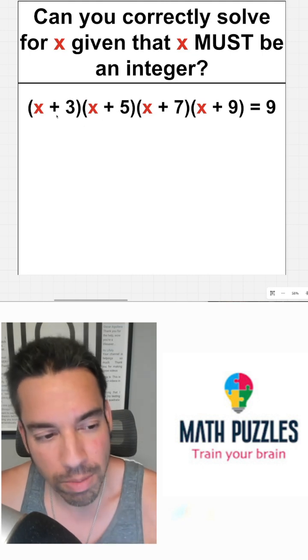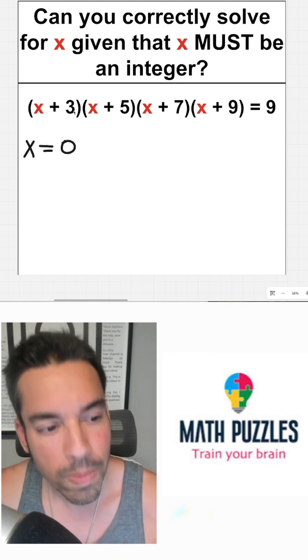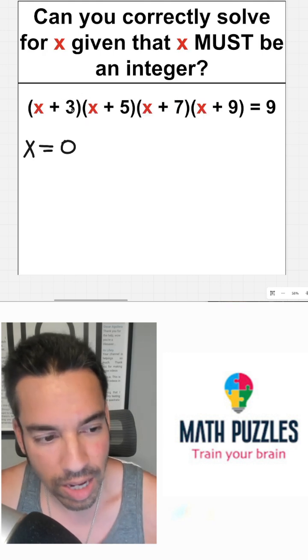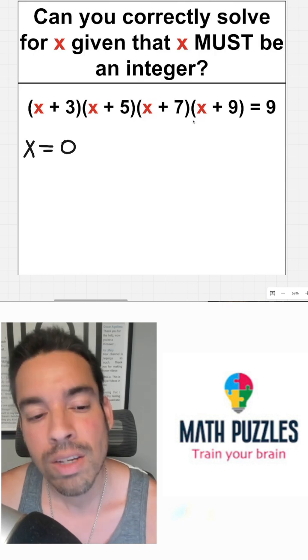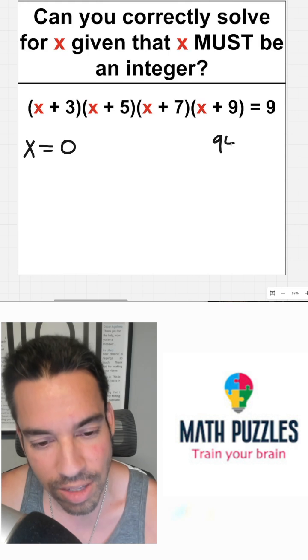So we could start right off the bat with 0. What would happen if we set x equal to 0? All the x's would go away, and we'd end up getting 3 times 5 times 7 times 9. That would be 3 times 5 is 15, times 7 is 105, times 9 is 945.